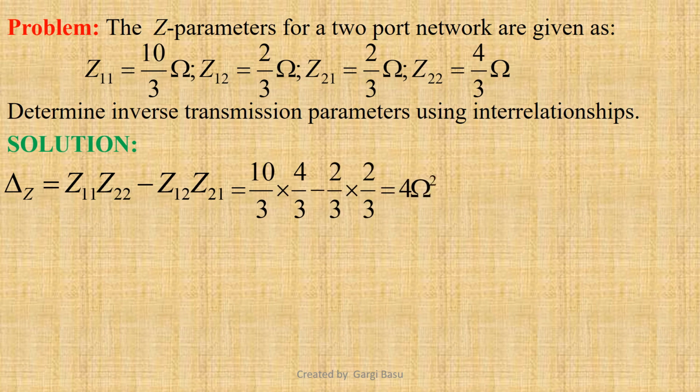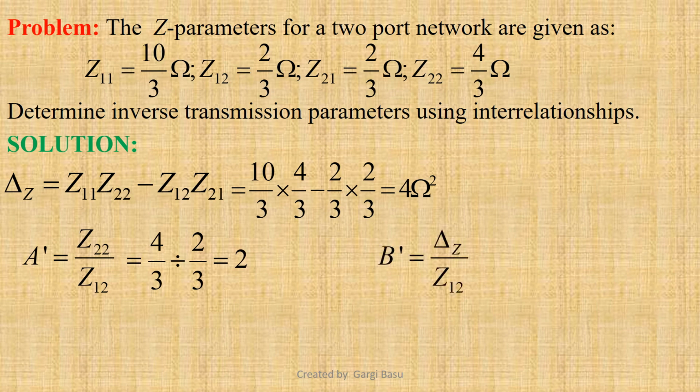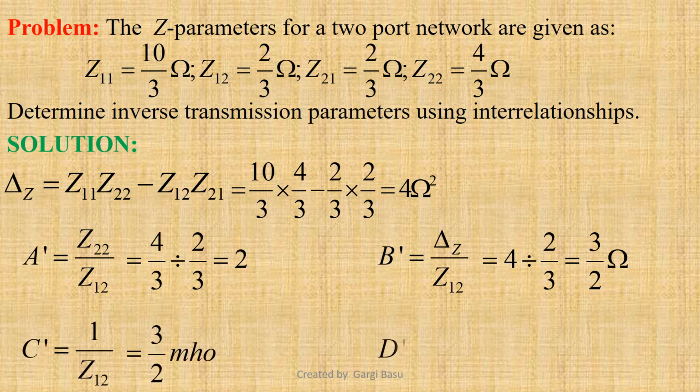equals 4. Now using interrelationships, we know A dash equals Z22 by Z12, that is equal to 4 by 3 divided by 2 by 3 equals 2. B dash equals delta Z by Z12, that is equal to 4 divided by 2 by 3 equals 3 by 2 ohm. C dash equals 1 upon Z12, that is equal to 3 by 2 mho, and D dash equals Z11 by Z12, that is equal to 10 by 3 divided by 2 by 3 equals 5.